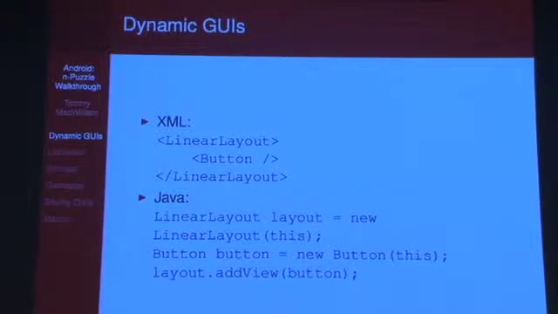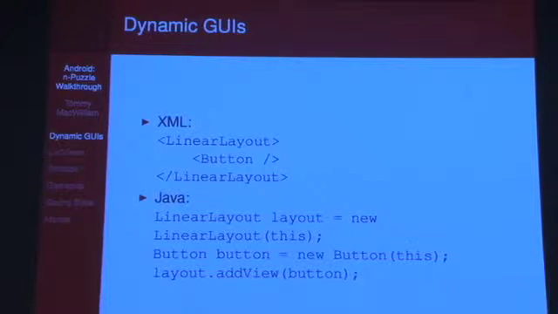So here is kind of a mapping from XML to Java. So in XML, we said something like, here's our linear layout, which is just a container of items. And inside of this layout, we've defined a new item called a button. So this will just display a single button on the screen. So if instead of using XML, we instead wanted to create this GUI from Java, such that we don't have to use any XML at all, we can just create kind of the same exact objects.